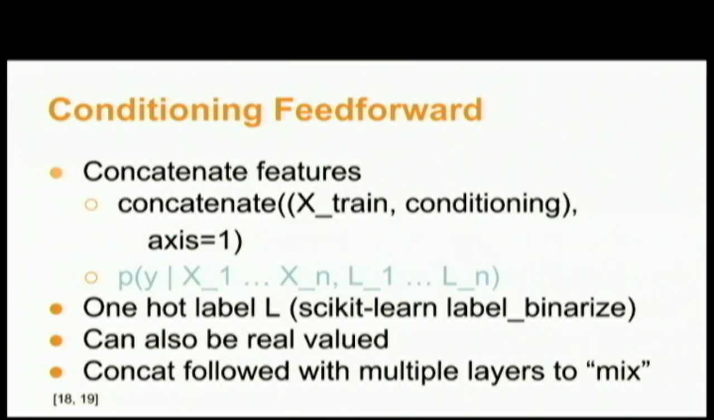Neural nets do not make that assumption. This is one of the reasons that they're so powerful. They model general joint probability distributions. The things you concatenate with can also be real valued. Use it to mix, and so on.